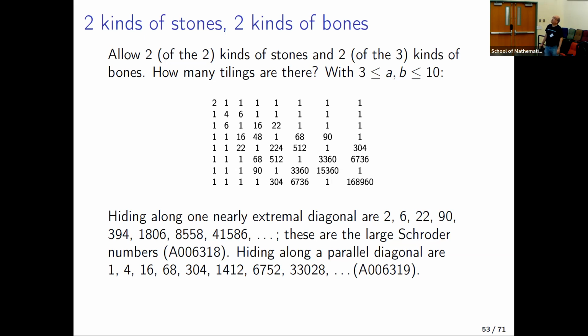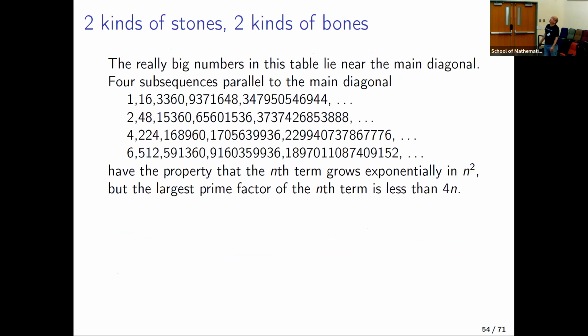Hiding along one of these nearly extremal diagonals, where you're on the boundary of that region satisfying the inequalities, you'll find the Schroeder numbers, the large Schroeder numbers. And hiding along a parallel diagonal are some closely related numbers, which are in fact the very next sequence in the OEIS. But the real action is close to the diagonal, because there you're really seeing a number of configurations that's exponential in the area rather than the square root of the area. So those are the really interesting and big numbers.